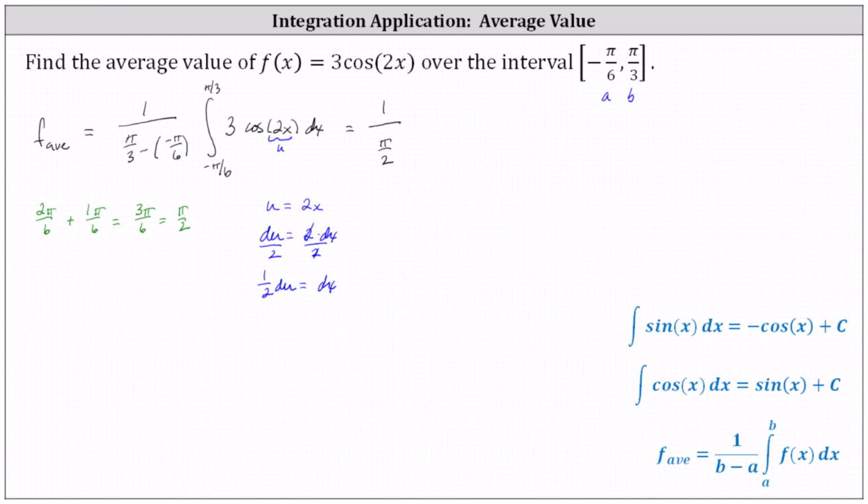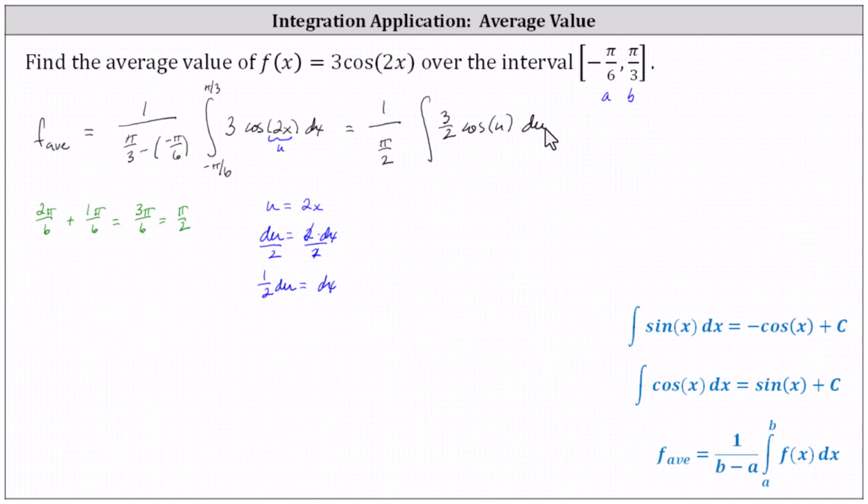And now let's write the integral with respect to u. We need to be careful. The limits of integration, negative pi divided by 6 to pi divided by 3, are x values, not u values. So we'll leave the limits off for now. 2x equals u, giving us cosine u. And then dx equals 1/2 du. And we still have this factor of 3. And therefore we have 3 divided by 2 times cosine u du.